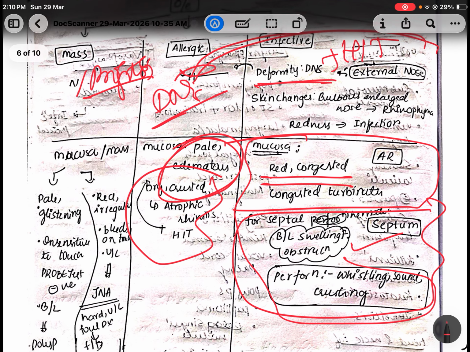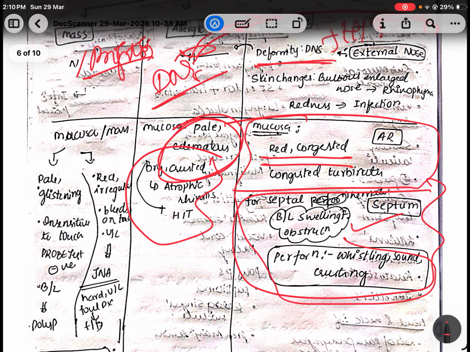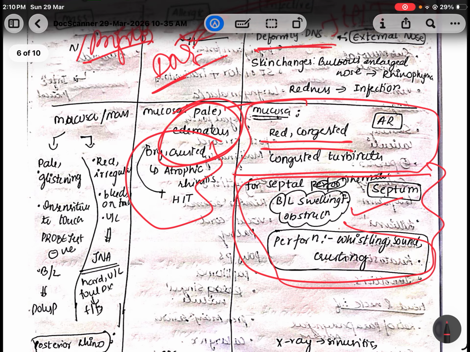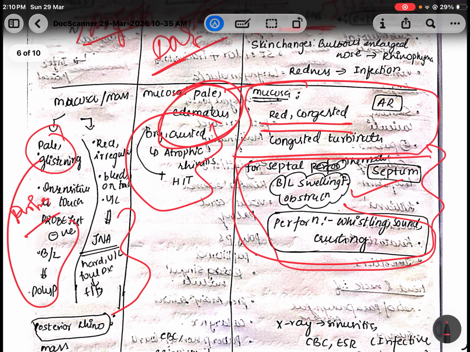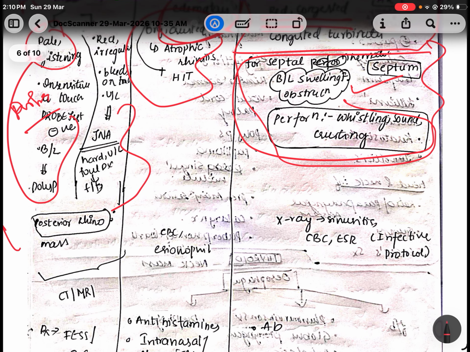Then again, where you can have a mass, it might be due to the mucosa itself, or it's not mucosa but can be a polyp. If it's pale and glistening and insensitive to touch, on the probe test which you will always do, it's a polyp. Otherwise, if it's red and vascular, obviously it's a JNA. This is what you see in anterior rhinoscopy. In posterior rhinoscopy, you will see a nasopharyngeal mass.